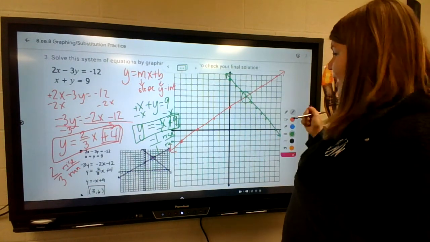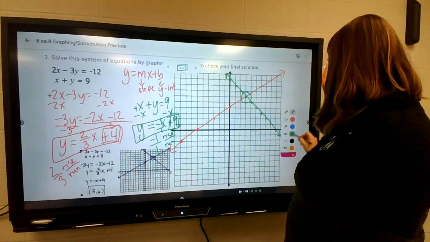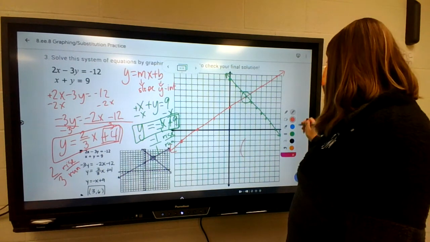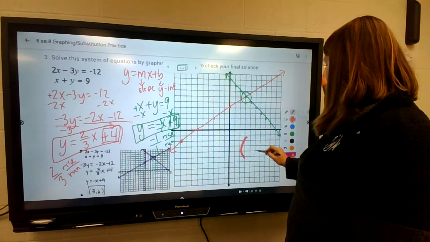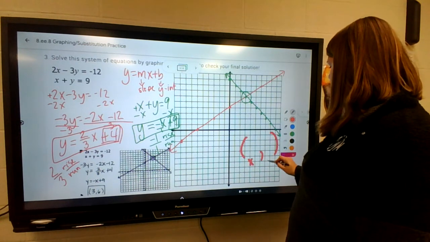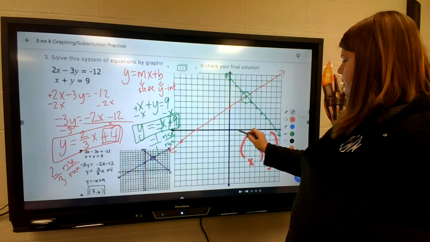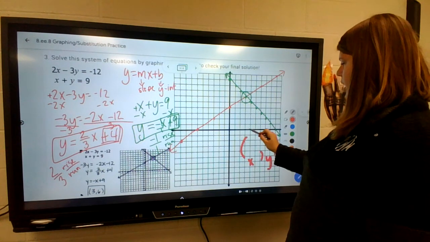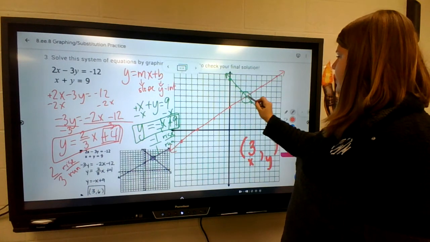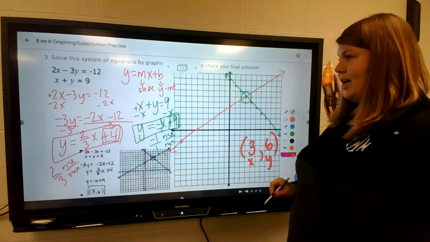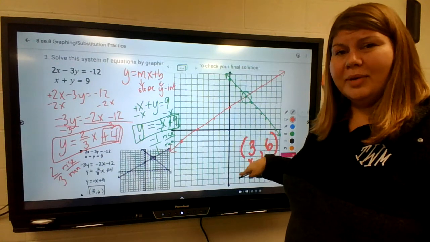Okay, remember, I need an ordered pair. So my ordered pair is going to be, remember, it's x and then y. So my x value, if I go along my x-axis, it was over 3. That's a positive 3. And it went up 1, 2, 3, 4, 5, 6. So 6.